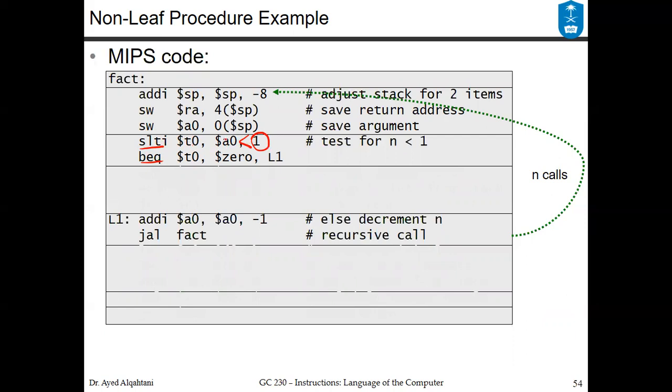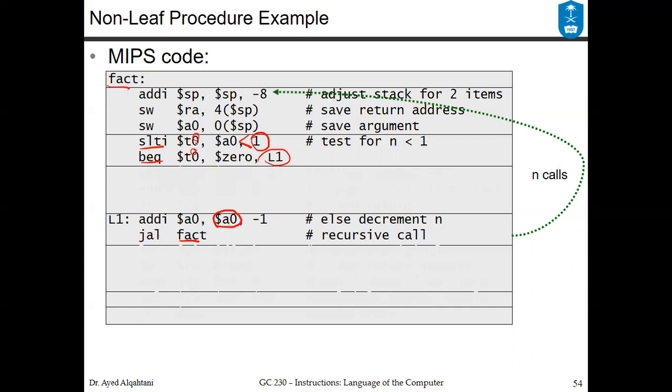And you know at the beginning, maybe you have the number 5 as example. So 5 is not less than 1, so this would be false. So this value is 0, and 0 is equal to 0. So you will branch to the label L1. In L1, what you do is you decrement the value of n, which is the A0, and then you call the same procedure again by using jump and link, and you call it factorial. And this is the recursive call.